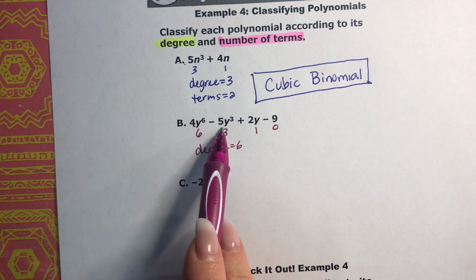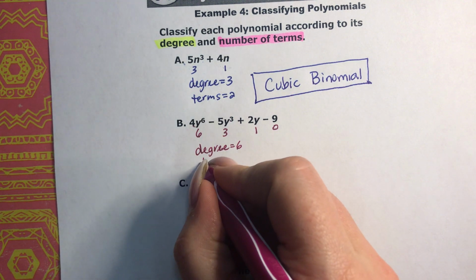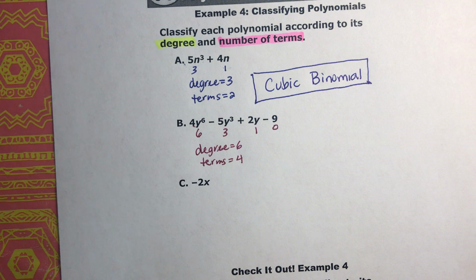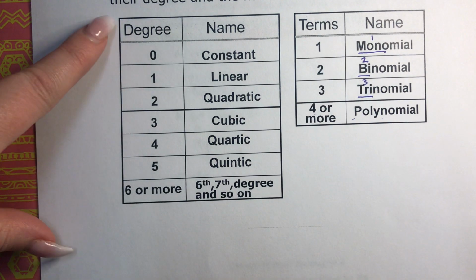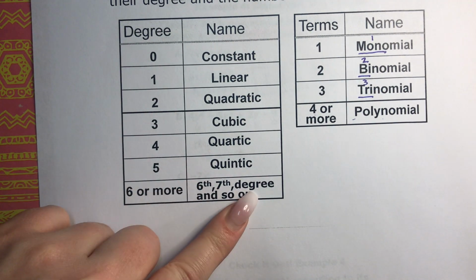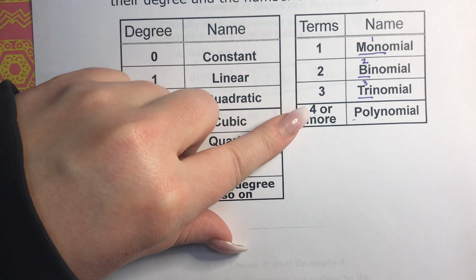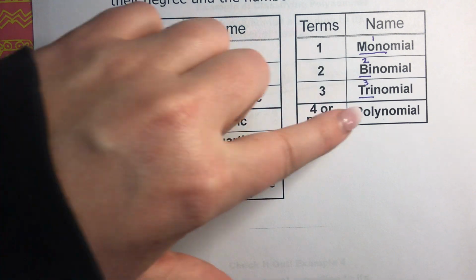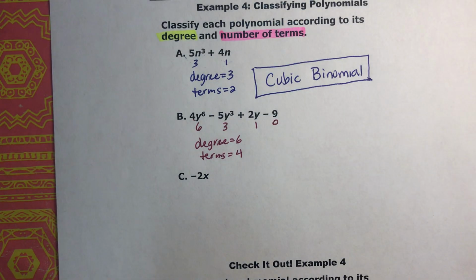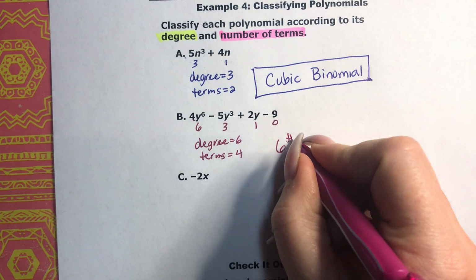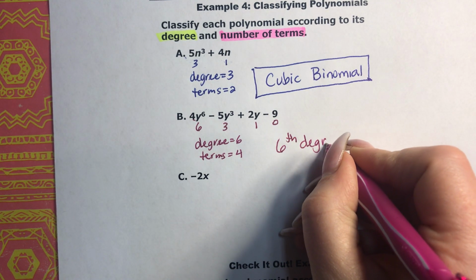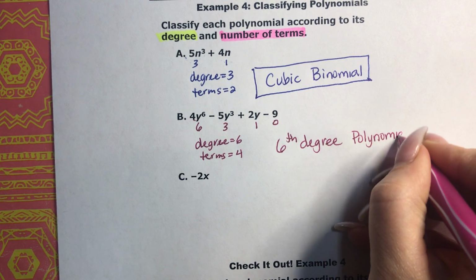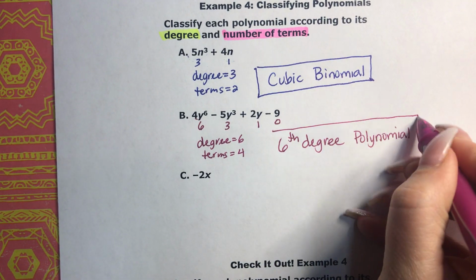And then there's 1, 2, 3, 4 terms. Okay, so we have degree 6, 4 terms. So let's look here. It says when there's 6 or more, we just call it the 6th degree. And when there's 4 or more terms, we just call it a polynomial. So this would be a 6th degree polynomial. That's what we would say. So this is a 6th degree polynomial. That is the answer.